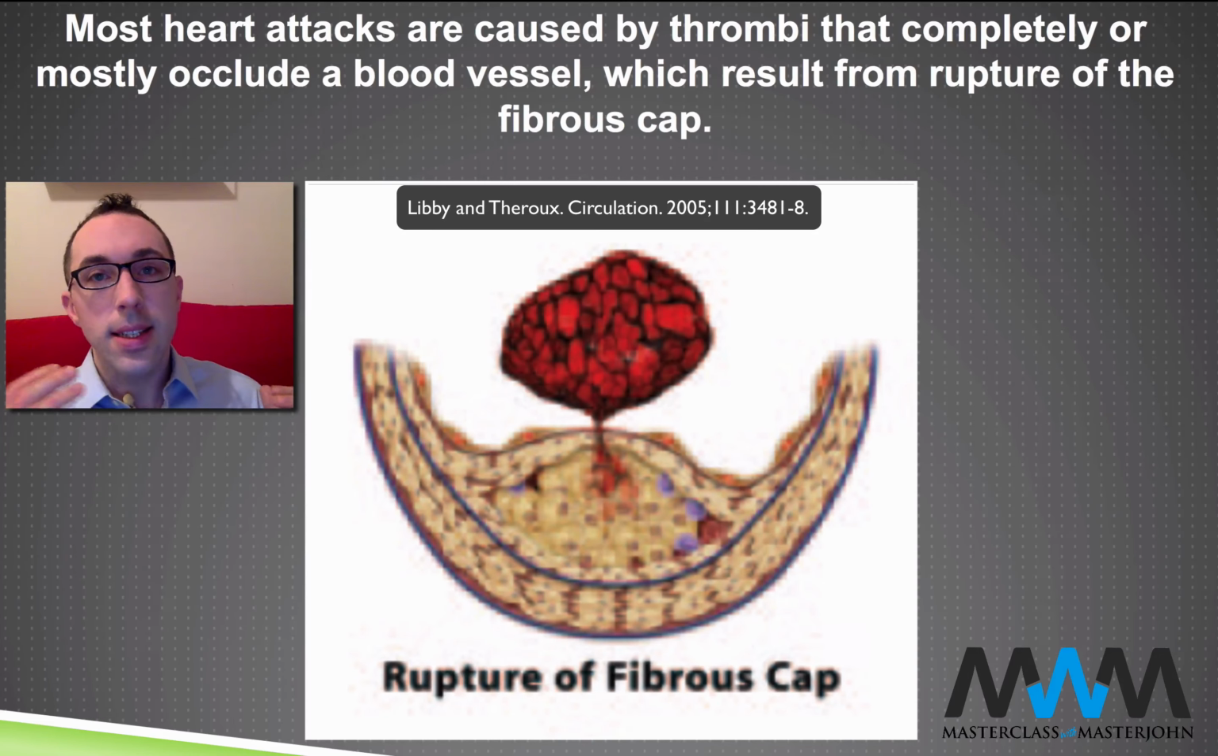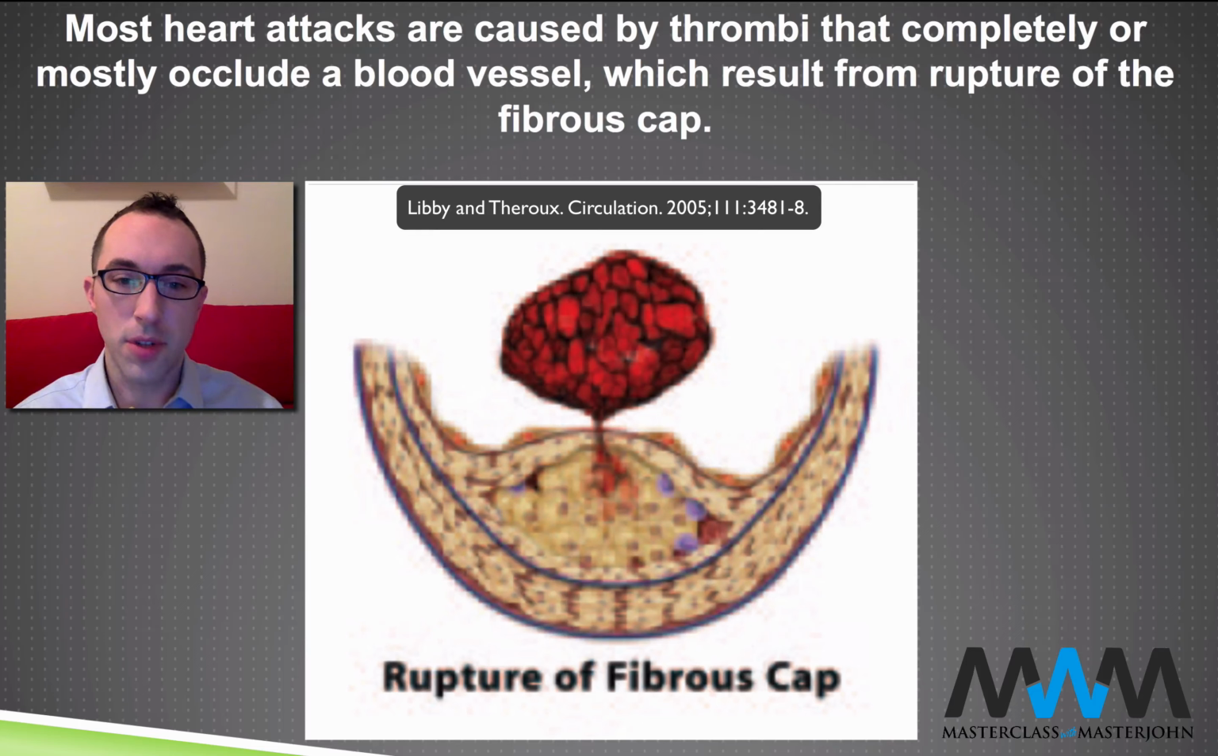Now that is subclinical rupture. A clinical rupture is going to lead to the spilling of the inflammatory contents into the blood vessel lumen, where it causes a clot to form, or a thrombus. That thrombus is what blocks the blood vessel enough to cause a heart attack. Now it's somewhat of a simplification. There are numerous ways that a heart attack can happen.